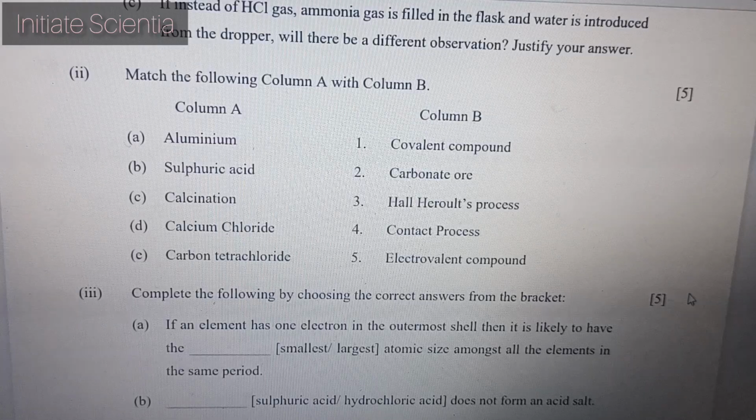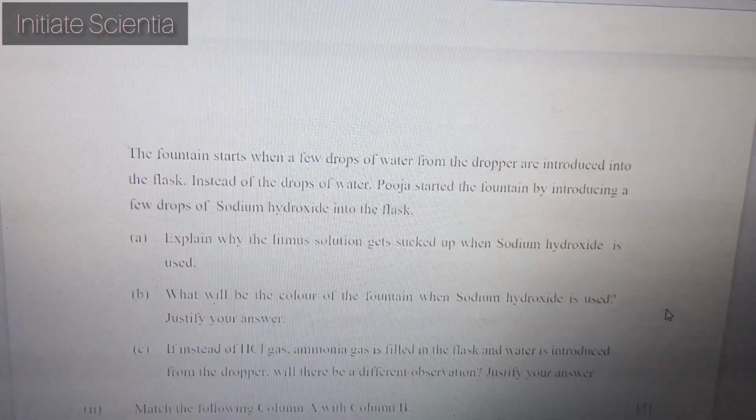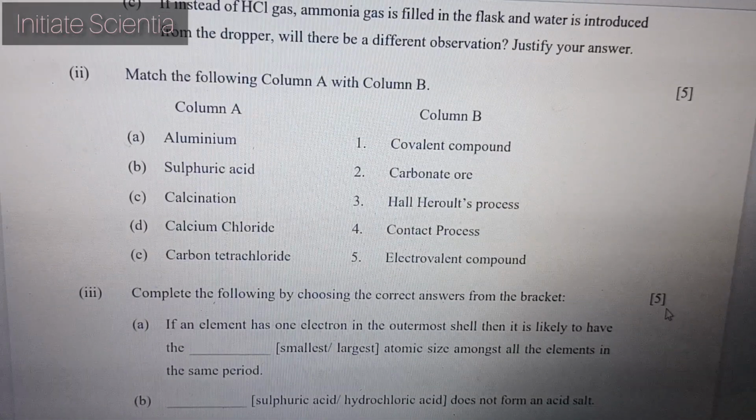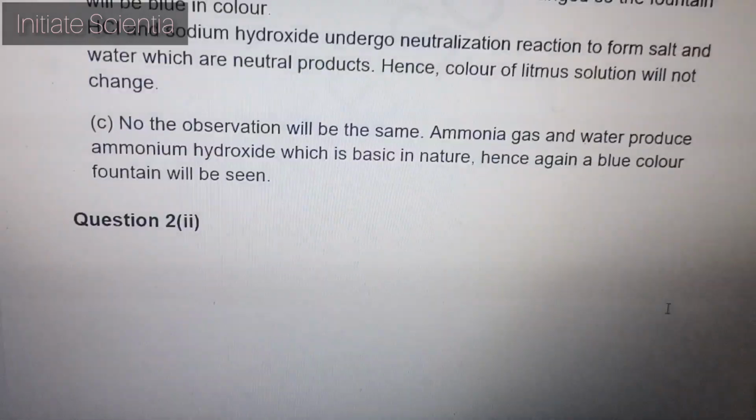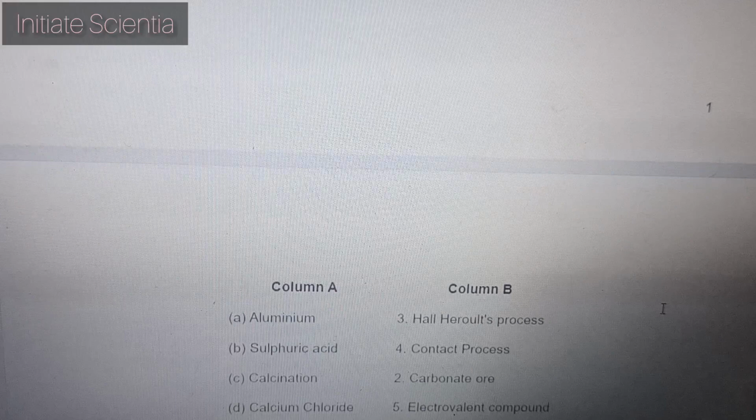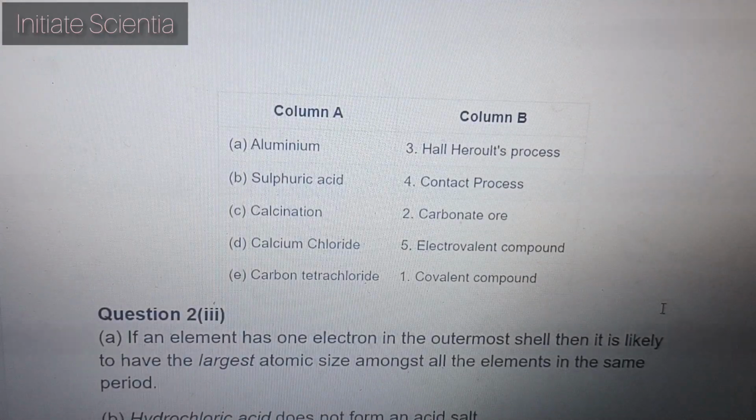Question 2, part 2. Match the following column A with column B. Aluminium: Hall-Heroult process. Sulfuric acid: contact process. Calcination: carbonate ore. Calcium chloride: electrovalent compound. Carbon tetrachloride: covalent compound.